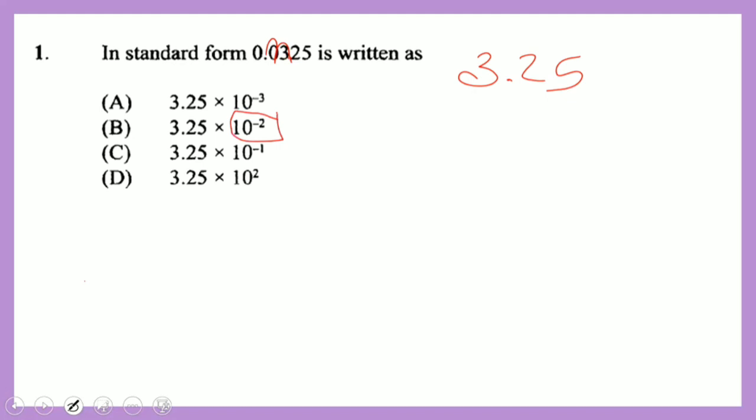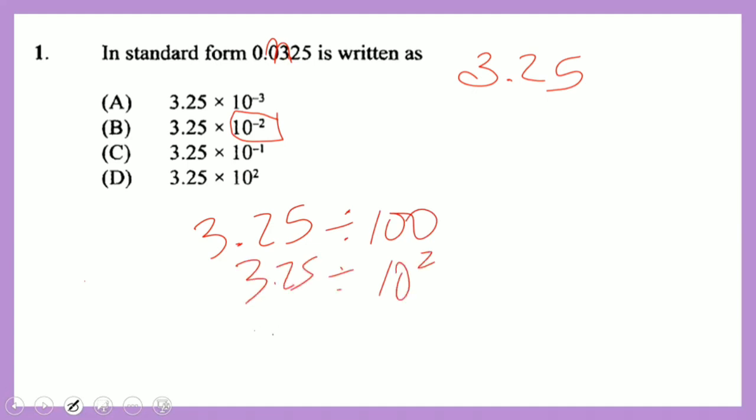All right, in terms of concept, let's make this make sense. All right, we have 3.25. What can I do to it to turn it into 0.0325? And that is divided by 100, right? Dividing by 100 means dividing by 10 squared. But dividing by 10 squared also means multiplying by 10 to the negative 2.